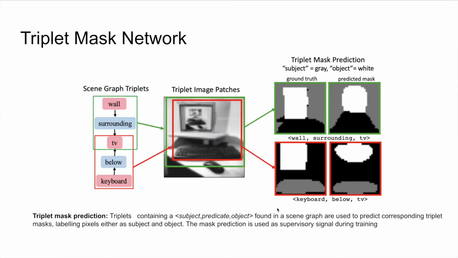In this slide, we're able to see the triplet mask prediction. Given a scene graph triplet, such as wall surrounding TV or keyboard below TV, we have corresponding image triplet patches in the ground truth image. From this, we are able to predict which pixels are subject in gray or object in white. The mask prediction is also used as a supervisory signal during training.